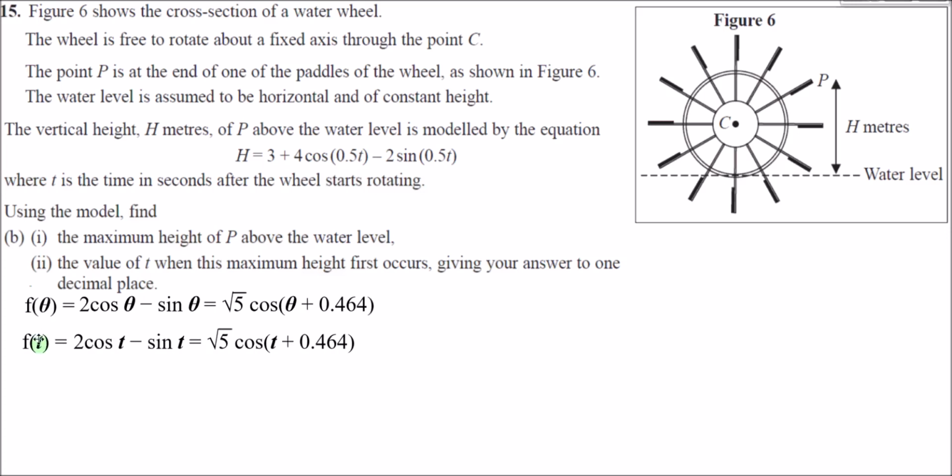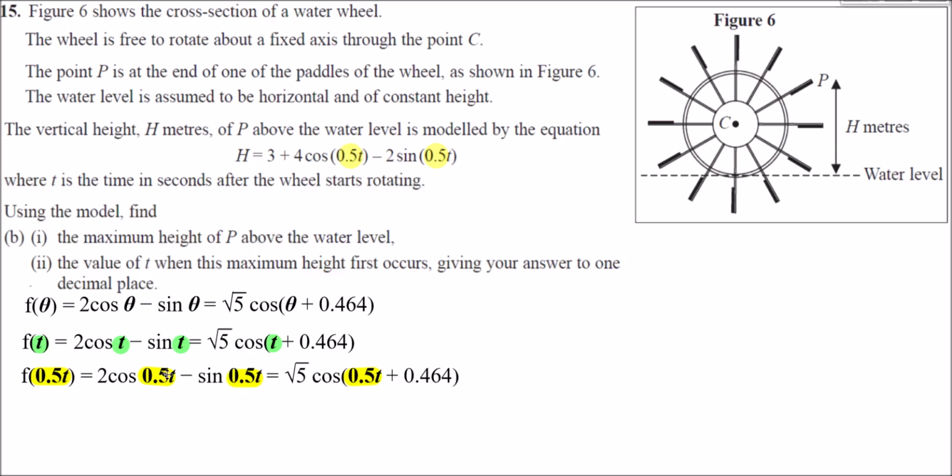I don't want a function of t though, I want my input to be 0.5t. So in the same way, if I switch t for 0.5t, each instance of t here in green will just become an instance of 0.5t in yellow. So f of 0.5t is this expression here, which of course in our model would become root 5 cos of 0.5t plus 0.464.